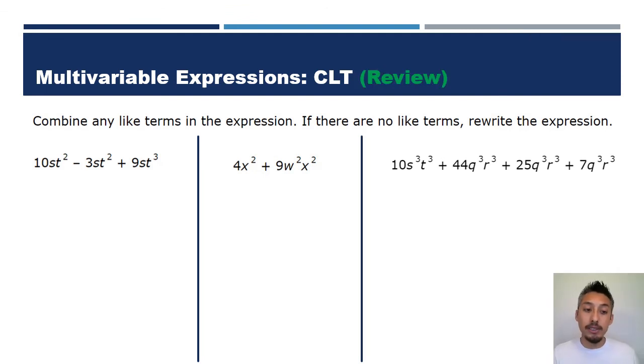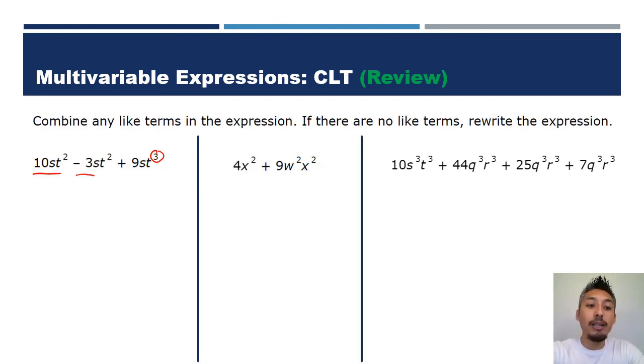Welcome back. It's time to review. Problem number 1. 10st squared minus 3st squared plus 9st to the power of 3. It might sound unnecessary for me to read it out loud, but when you do read it out loud, it's very obvious to see if they are like terms or if they are not. When you heard me say it, one stood out. The one that stood out was the last one, the third term, because this one has a different exponent. That one is different than the other ones.